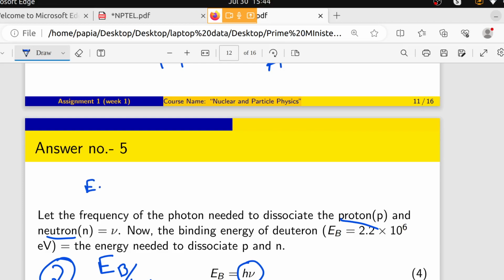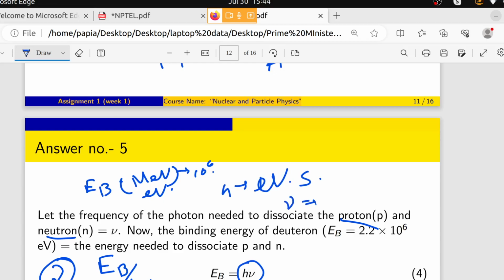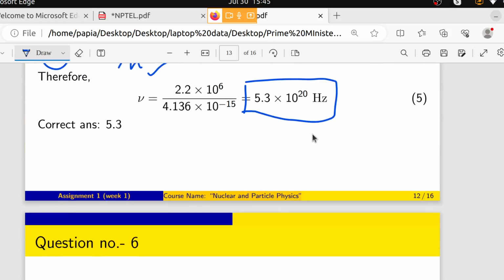As you can see that EB is in eV, because 10 to the power 6 is already multiplied, and then h is in eV into second. So nu will be eV divided by eV into second, which is nothing but second inverse, and which is known as Hertz. So the frequency will be in hertz, that means second inverse, and the frequency will be 5.3 into 10 to the power 20 hertz. This is the answer. Okay.